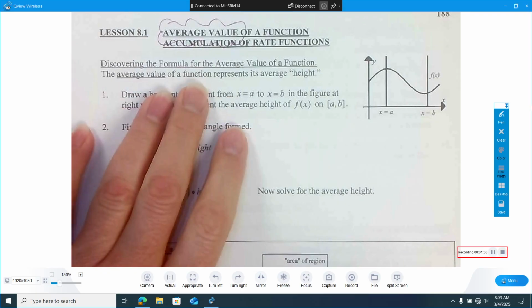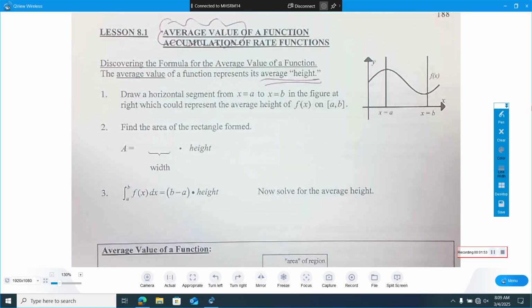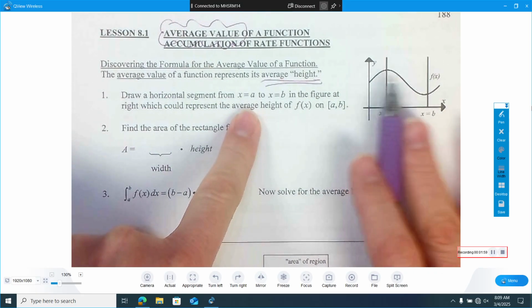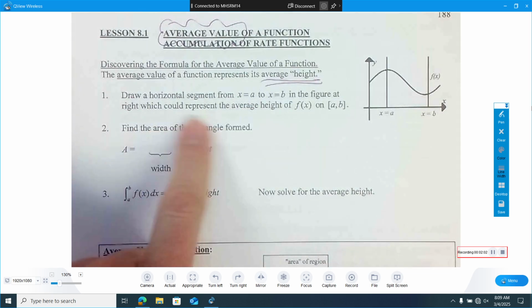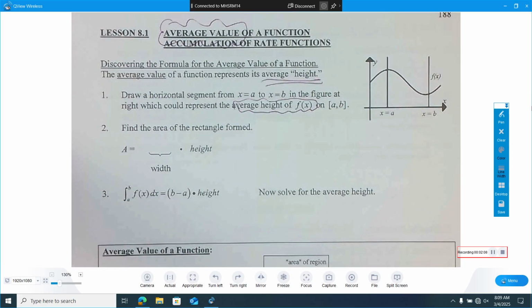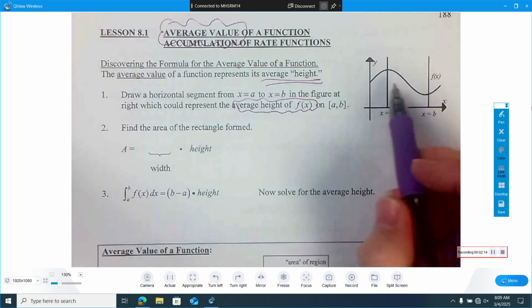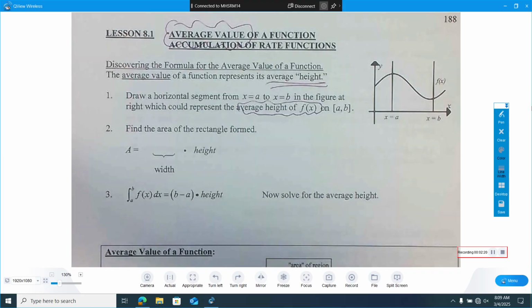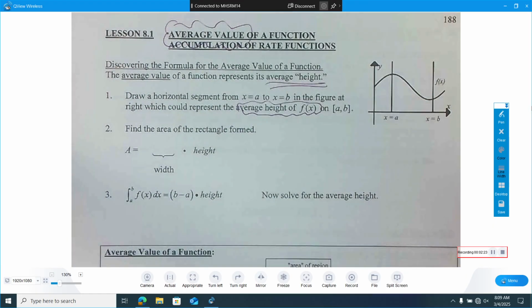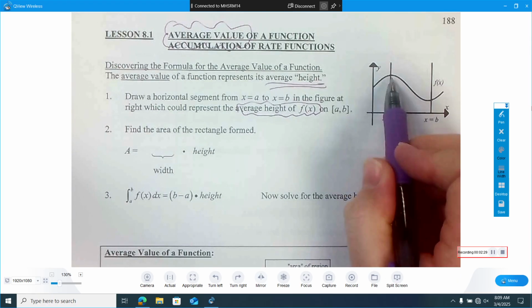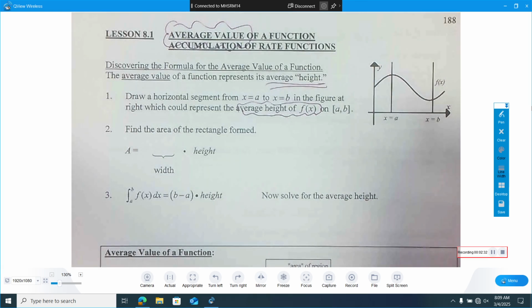So the average value of a function represents its average height. We're going to do this a little bit graphically here. We want to draw a horizontal segment from the x equals a to x equals b line, which could represent the average height of f of x on the interval from a to b. If you had to approximate the height of our curve, where would you draw a little horizontal line that would roughly approximate that function height? We can see it goes high, it goes low. So where would we draw our horizontal line?